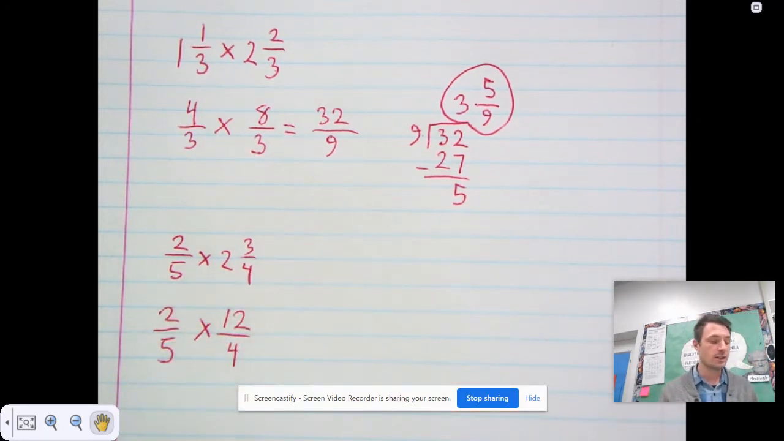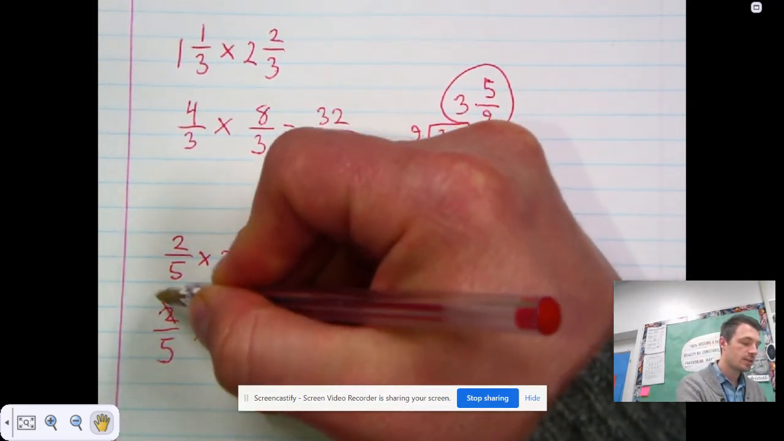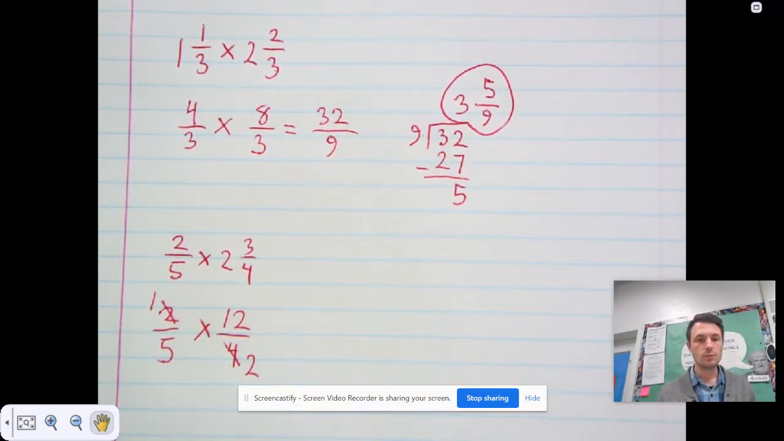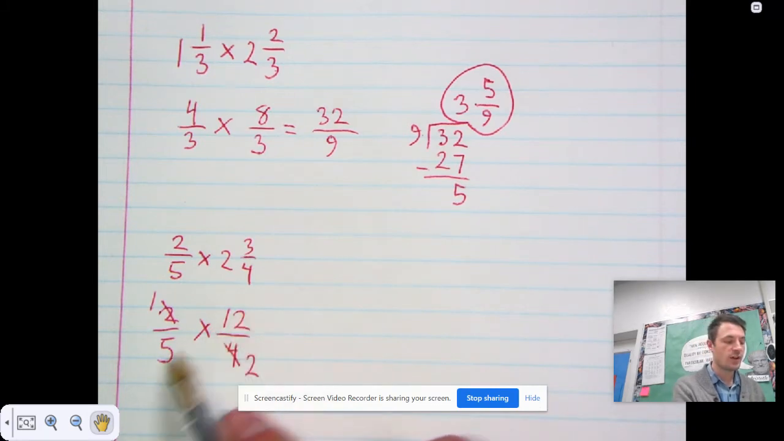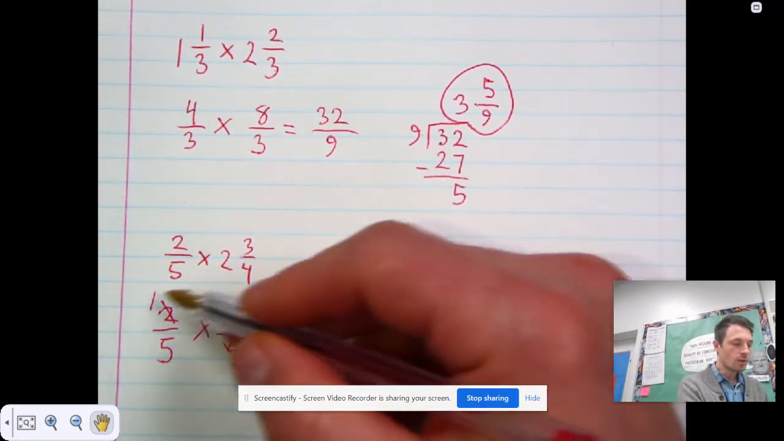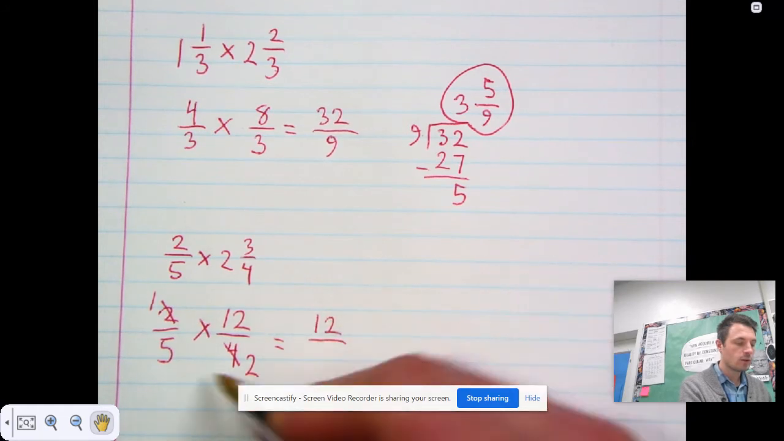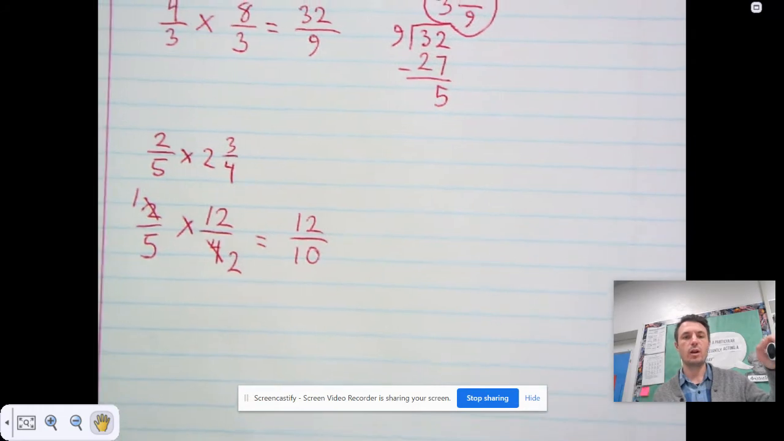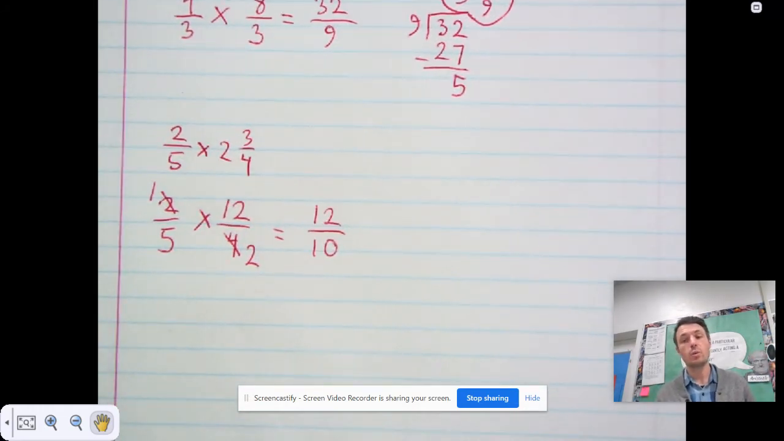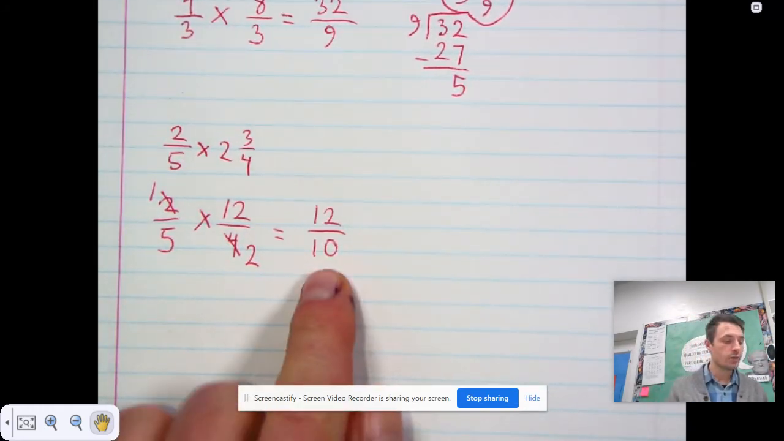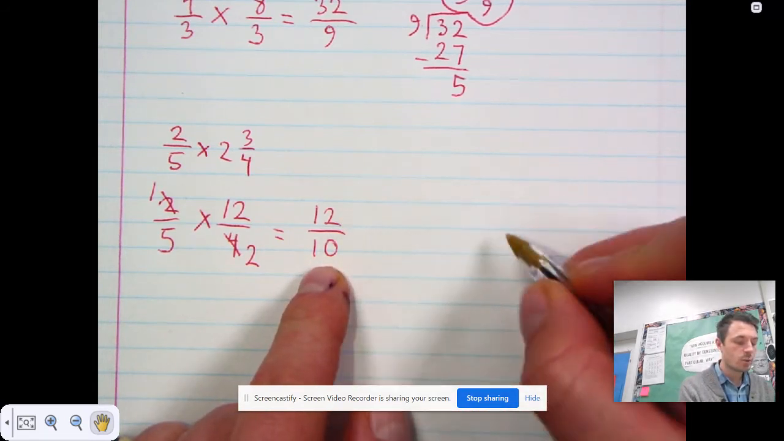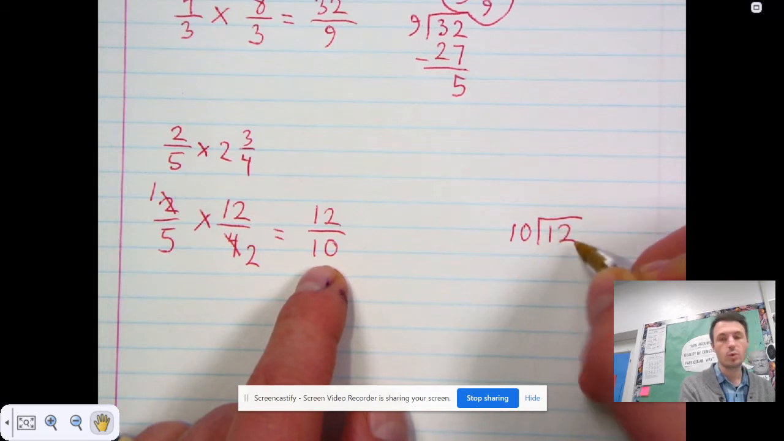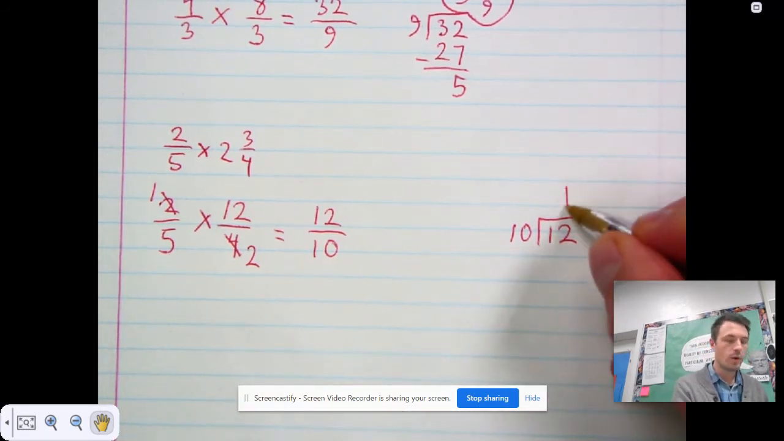Our next step is cross cancel. 2 can fit into itself once, and it can fit into 4 2 times. Okay, and we can't cross cancel 5 and 12. Now 1 times 12 is 12, 5 times 2 is 10. And now, as you can see, 12/10, most of your answers on these will be improper fractions. 12/10 is an improper fraction, so we have to change it into a mixed number by dividing the denominator 10 into the numerator 12. 10 can fit into 12 one time.